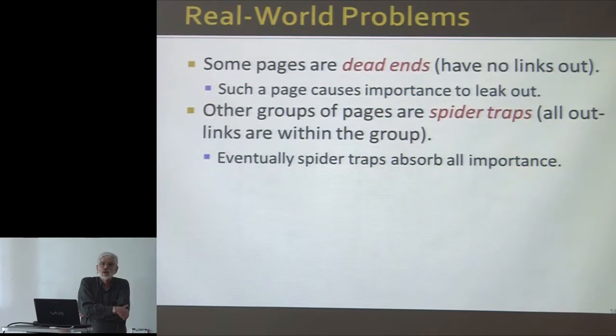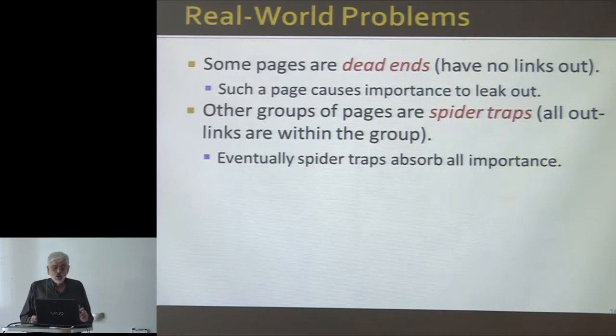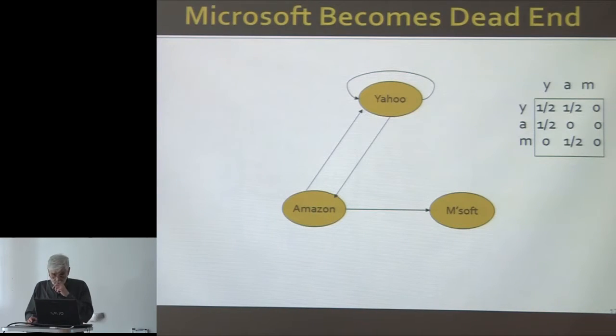Well, you can do that. You can always create a page that links only to itself, or you can create 10 pages that link among those 10 pages, as long as they don't link anywhere else. So you're going to have spider traps all over the place. So I just want to show you what happens. In this case, Microsoft has become a dead end. Remember, Microsoft used to have an arc to Amazon. Now I've just removed it. So when you get to Microsoft, you don't go anywhere. So this corresponds to the column for Microsoft now. Instead of having a 1 here, it's all zeros.